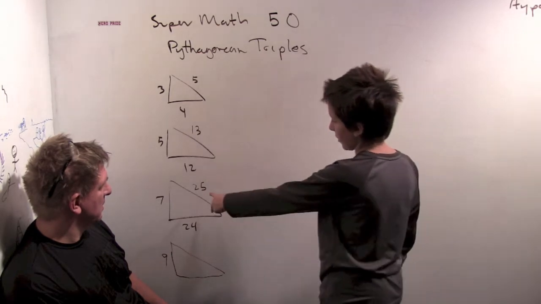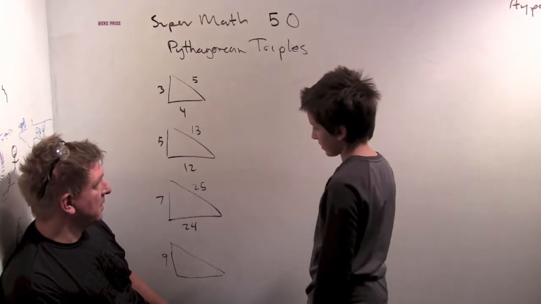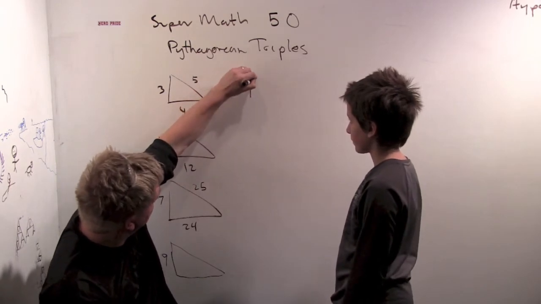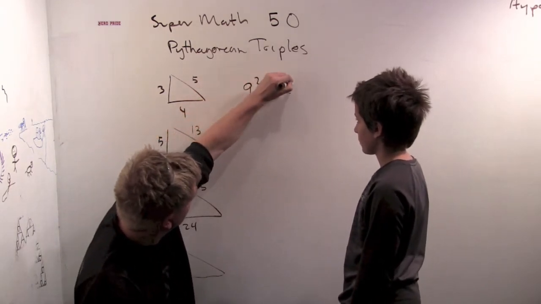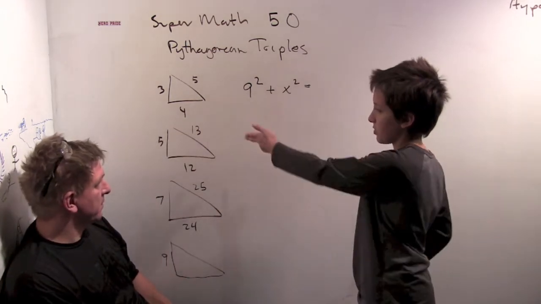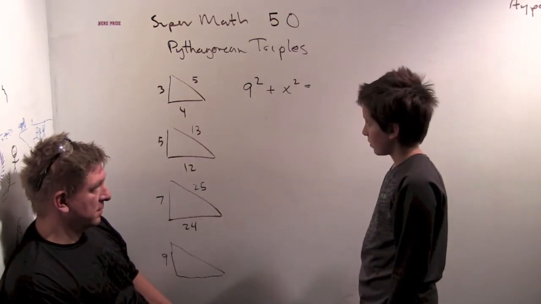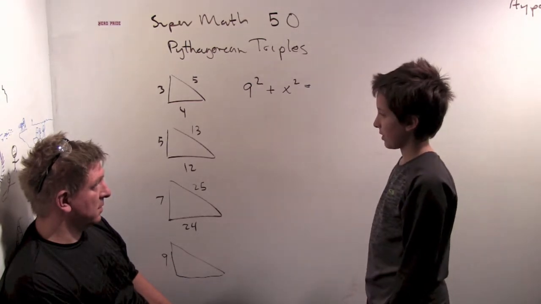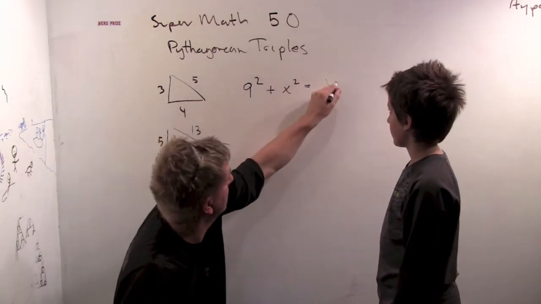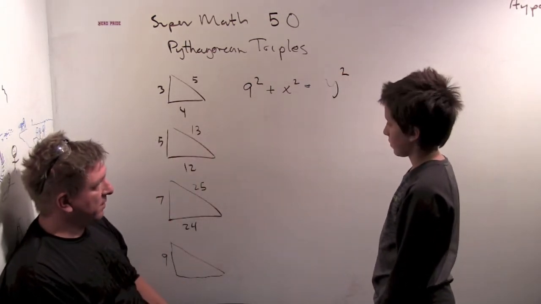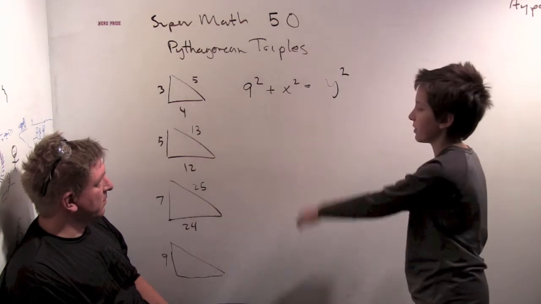Well, we need another pair like this. Yeah, we need another pair that differs by 1, so we're going to have to solve this equation. 9 squared plus x squared equals the hypotenuse squared. We could call the hypotenuse y. Is that the best representation for this problem? No, it's x plus 1 squared.